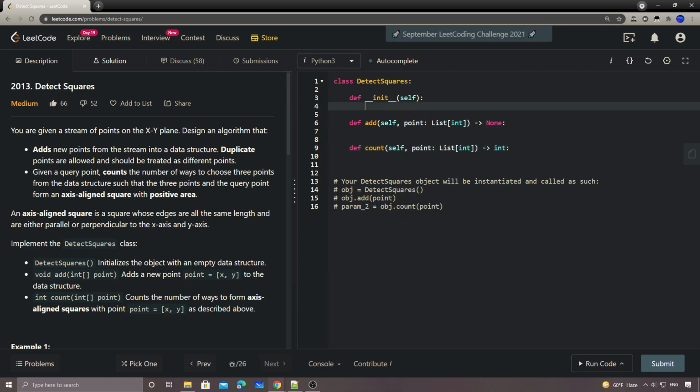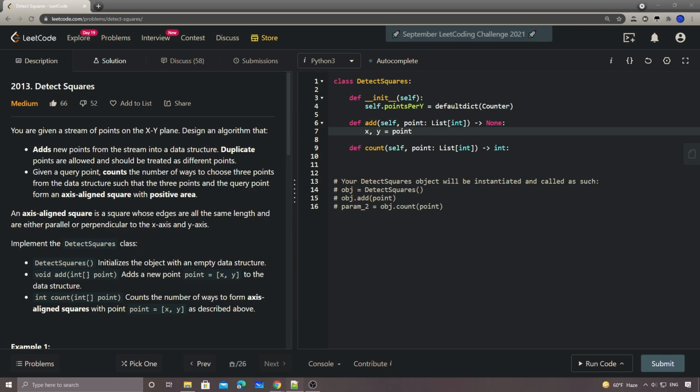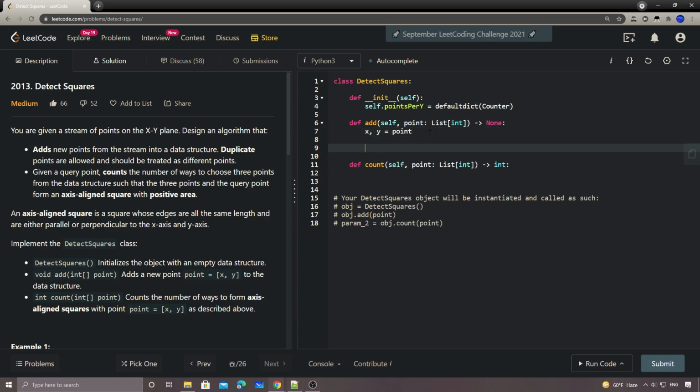So let's do it. The implementation is pretty easy actually, once you realize it's squares, not rectangles. So we have points per y, a default dictionary of counters. Here we use a Python trick: it's a dictionary of a dictionary, where the inner dictionary is a counter. Then we have x and y, and we simply increase the counter for the same points per y: we have y and x, increased by 1.